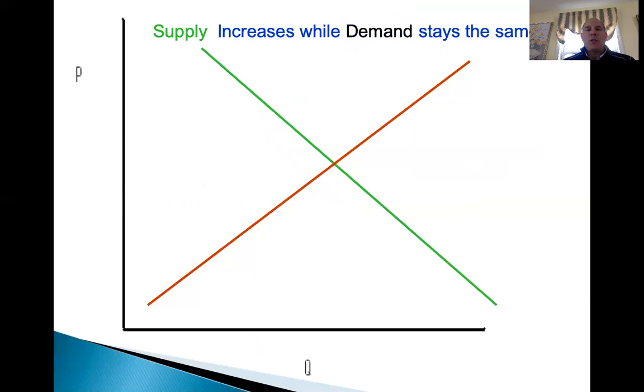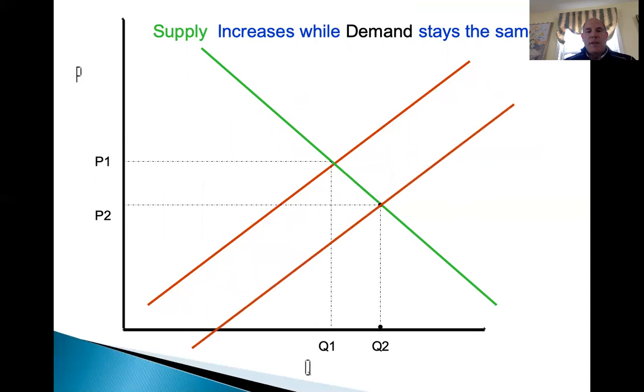Supply increases while demand stays the same. So P1, Q1, P2, new price, it shifts. This is increasing supply, so the supply curve has shifted to the right. So we have a new price. Notice that when you increase the supply, price drops and quantity increases.